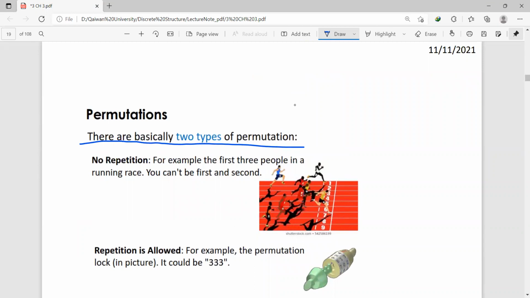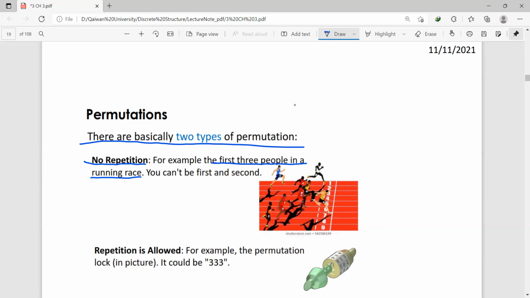No repetition, and if repetition is allowed. If the repetition is not allowed, and also if repetition is allowed. For no repetition, we say, for example, the first three people in the running race. In a running race, the first one couldn't be the second also. That means here we have no repetition in this example.